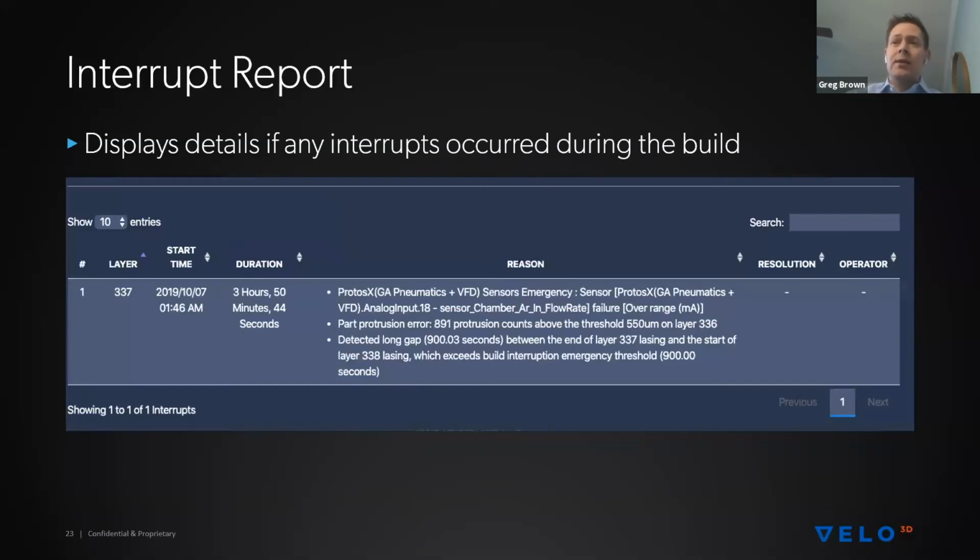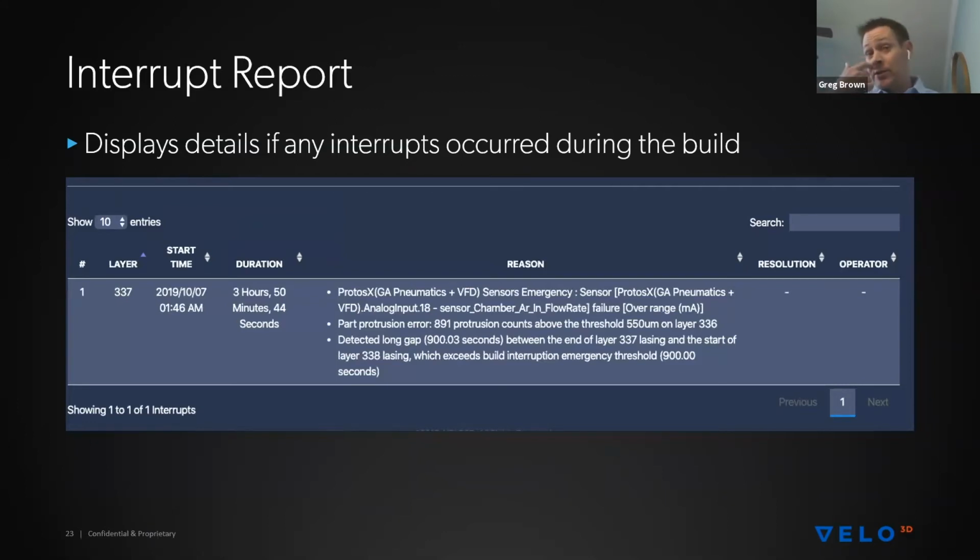The other really critical report that you get from this also is the interrupt report. And so that indicates, did the build stop at any time for any reason? And usually these stops required some sort of user intervention to address whatever the emergency was. But you get a clear report of what were all the interrupts on this build.